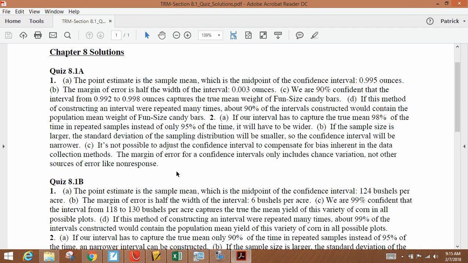Okay, the margin of error is accounting for variation in the sample, not variation caused by bias inherent in the data collection methods.